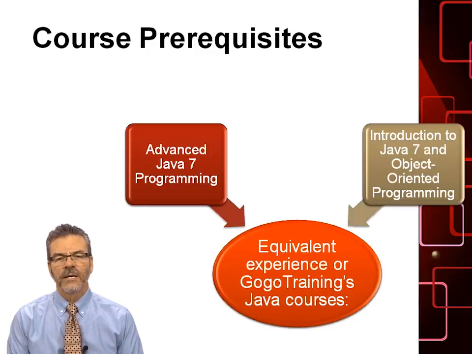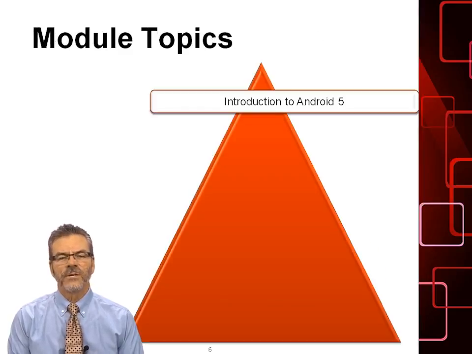So the idea is you would take the introduction to Java 7 and learn about object-oriented programming, and also take advanced Java programming. And of course, GoGo offers those training courses, and you could take them from us, or you could have the equivalent experience, but it is required that you know Java before you take this course. So what topics are we going to cover?